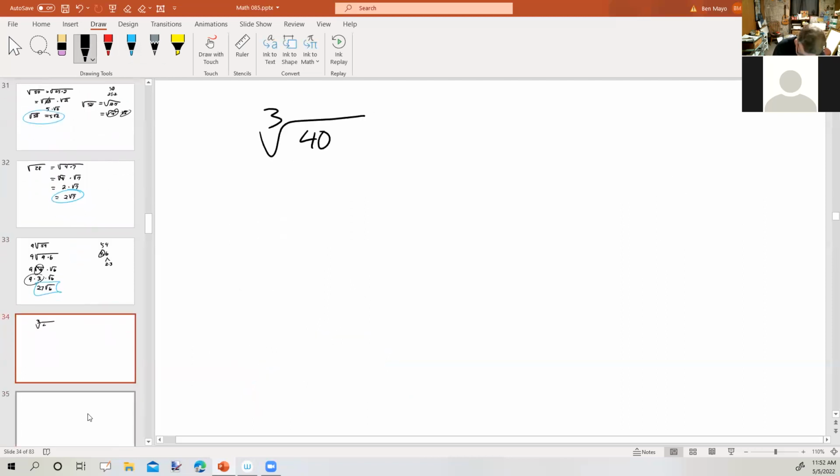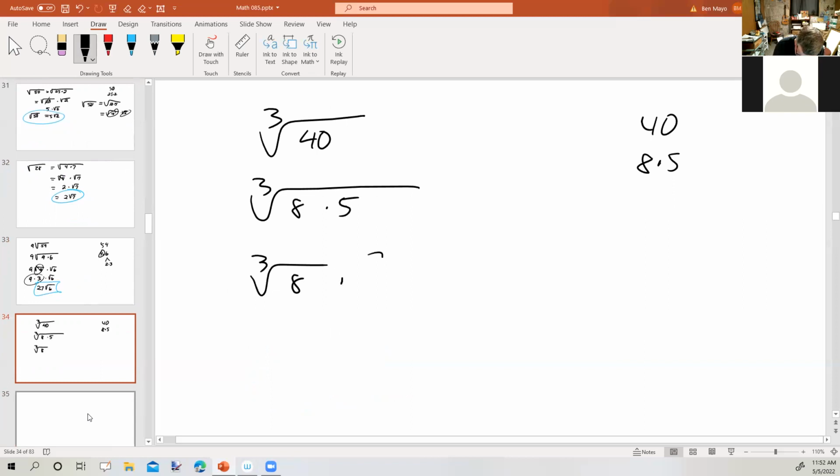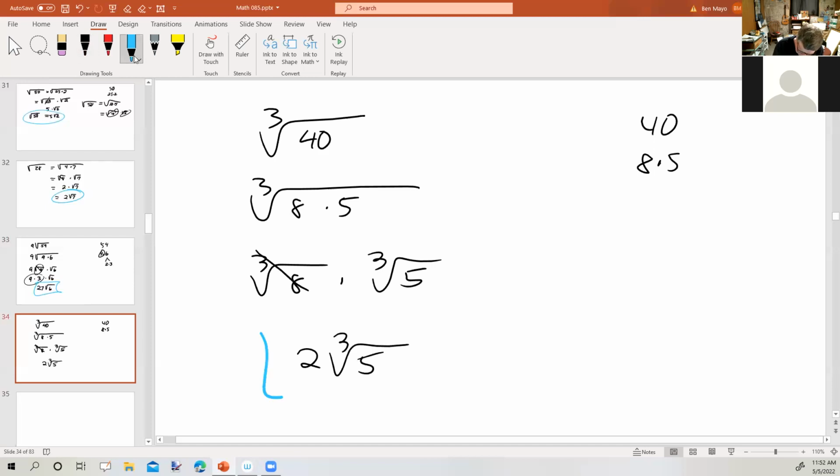Cube root of 40. Well, now my index is a 3, so I'm taking the cube root. So I want to look for factors that are perfect cubes. Well, 40 is 8 times 5. 8 is a cube. So I could write this like that, and then pull it apart like this. The cube root of 8 is 2 outside, so I get 2 times the cube root of 5.